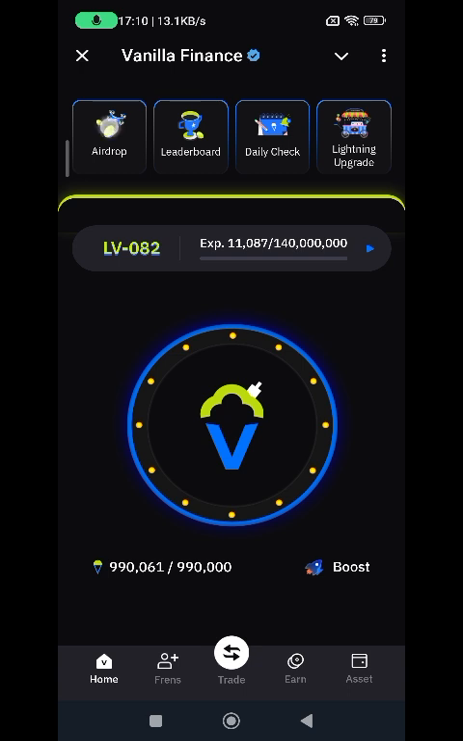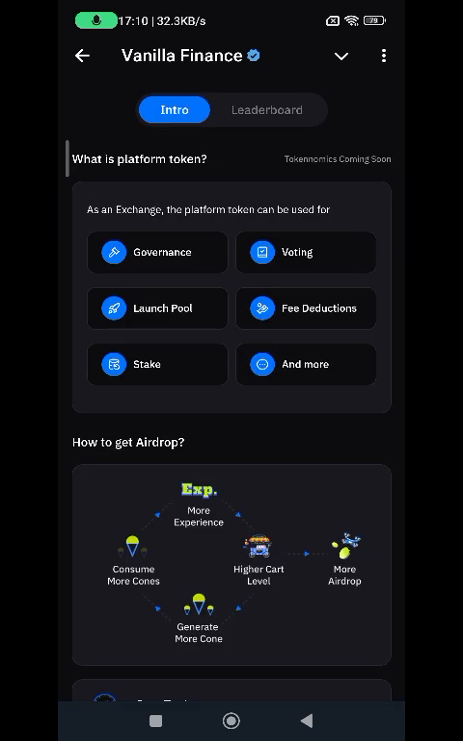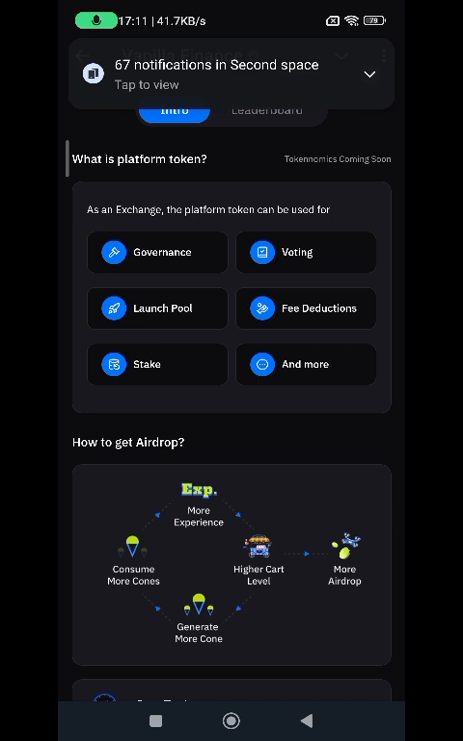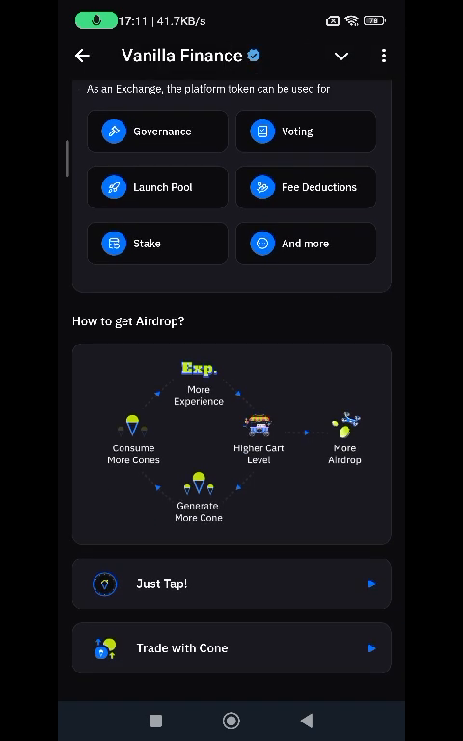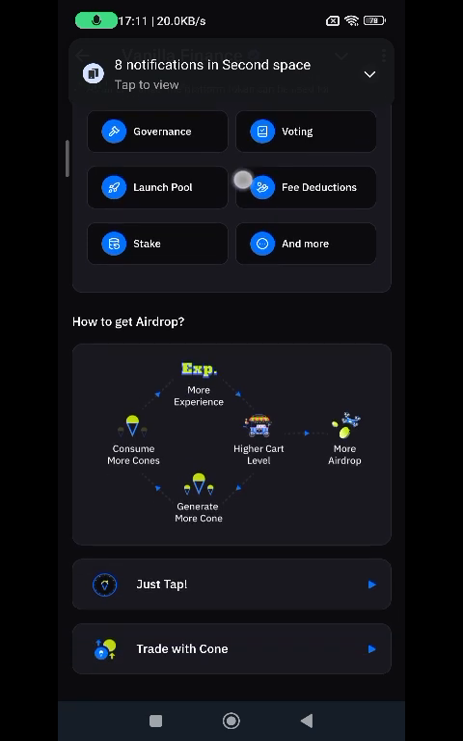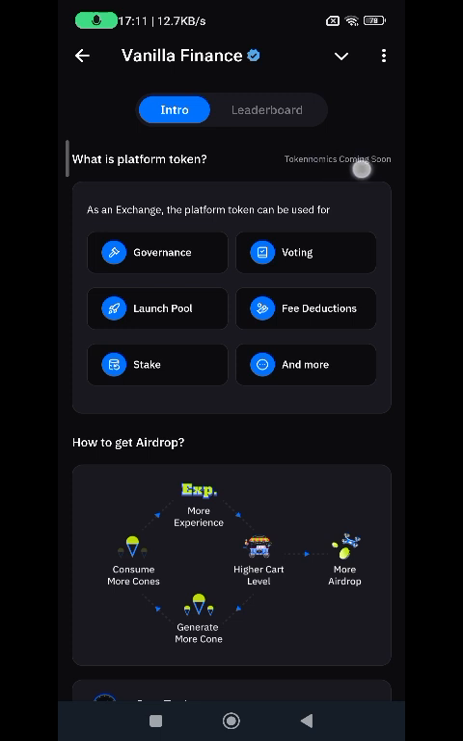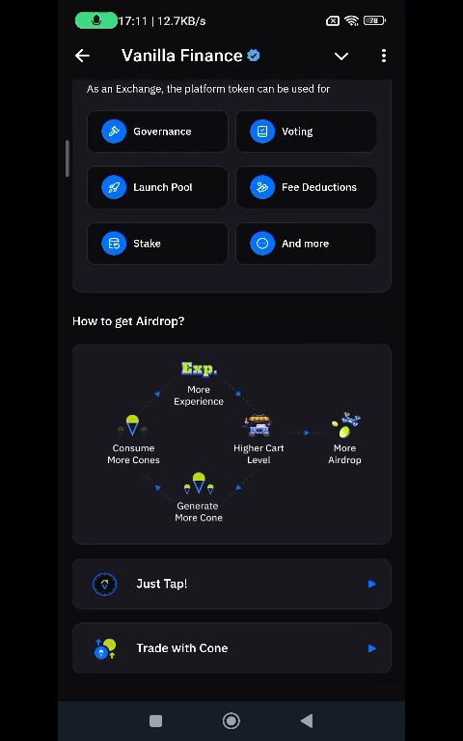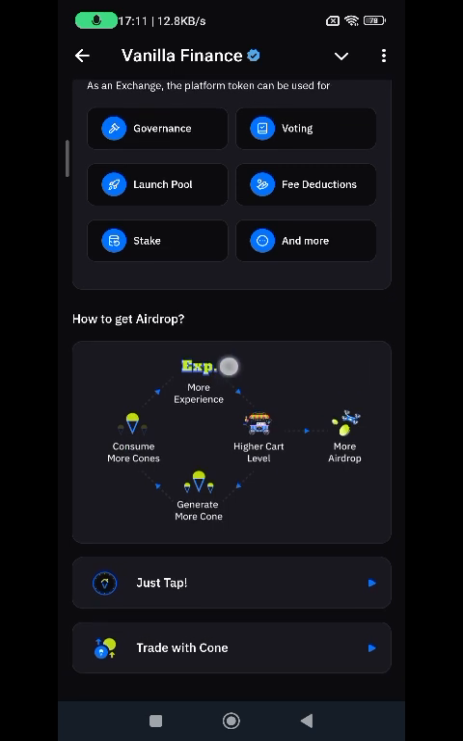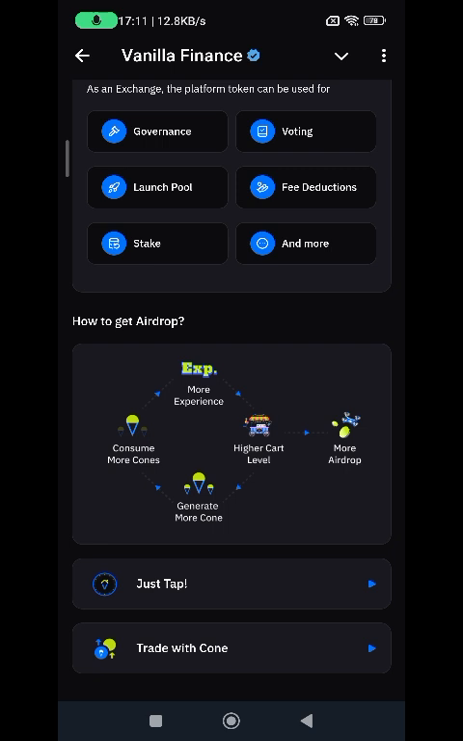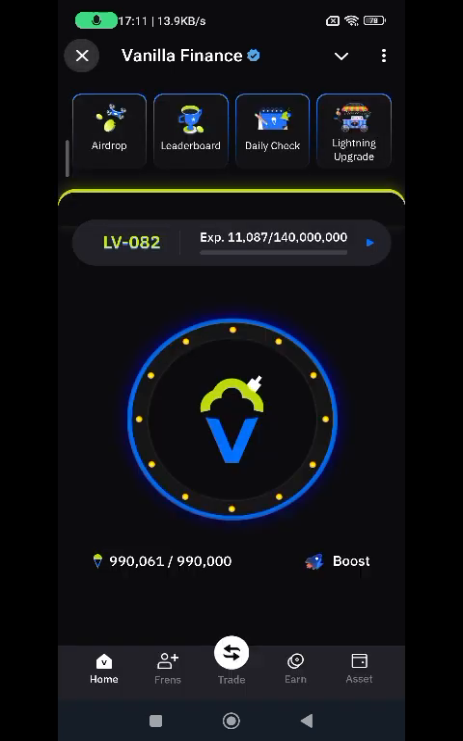At the top left, you have the airdrop information, on how to get the airdrop. It gives you information on what the token is going to be used for when they launch. They said their tokenomics is coming soon. So how do you get this airdrop? Consume more coins, more experience, generate more coins, higher cat level, more airdrop. We'll go into the details of what all of these things mean, so just ride with me.